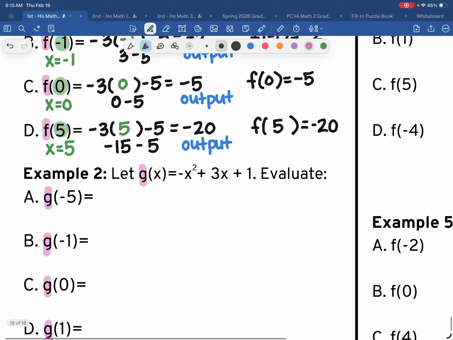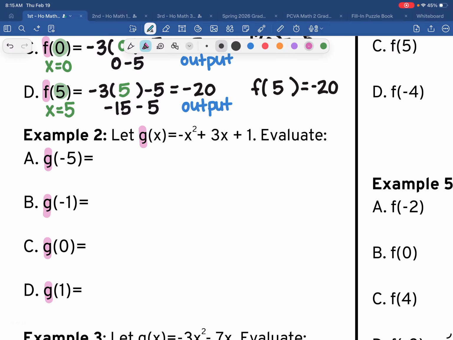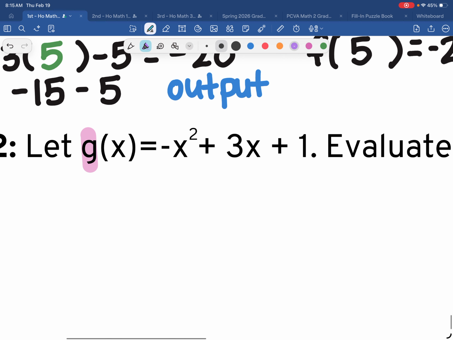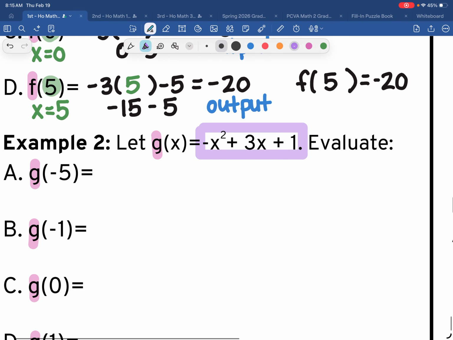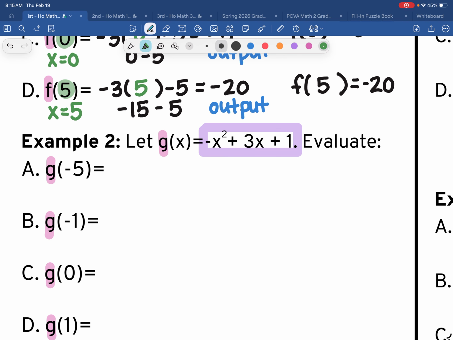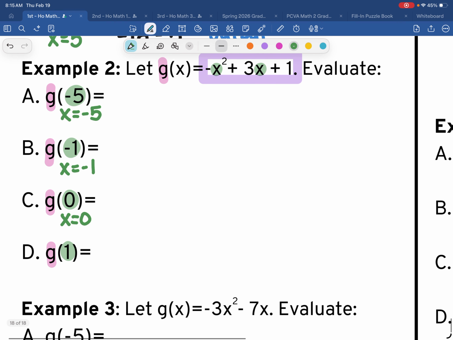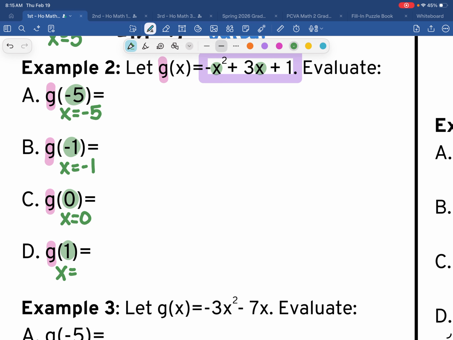All right, so at that point, this is going to be a little bit different because the function I'm looking at is negative x squared plus 3x plus 1. And I actually have two x's here. So I'm going to put in an x here and an x there. So for each input that I have, these are all my inputs, I'm going to substitute that number twice. Every x I'm going to put in, for the first one I'm going to put in negative 5. For the second one I'm going to put in negative 1. For the third one I'm going to put in 0. And then of course for the fourth one I'm going to put in positive 1.